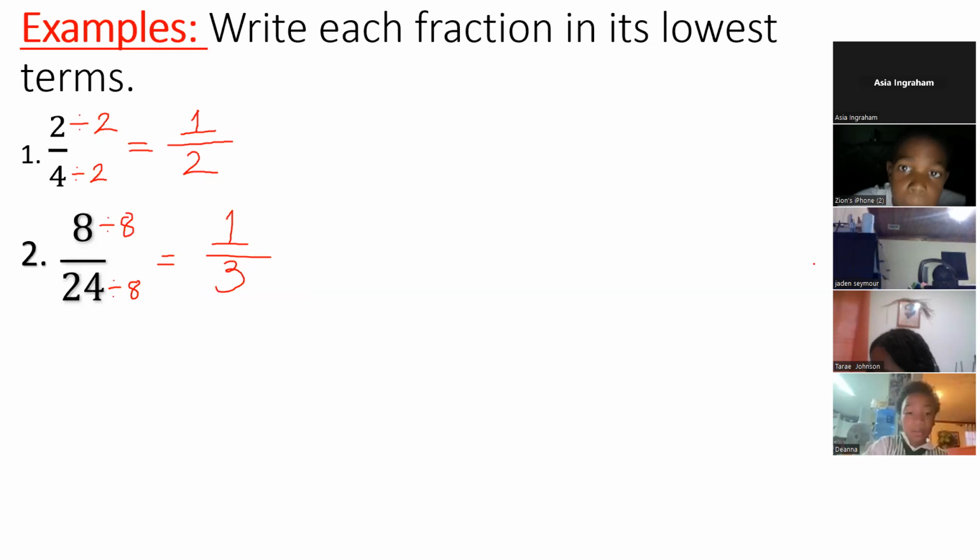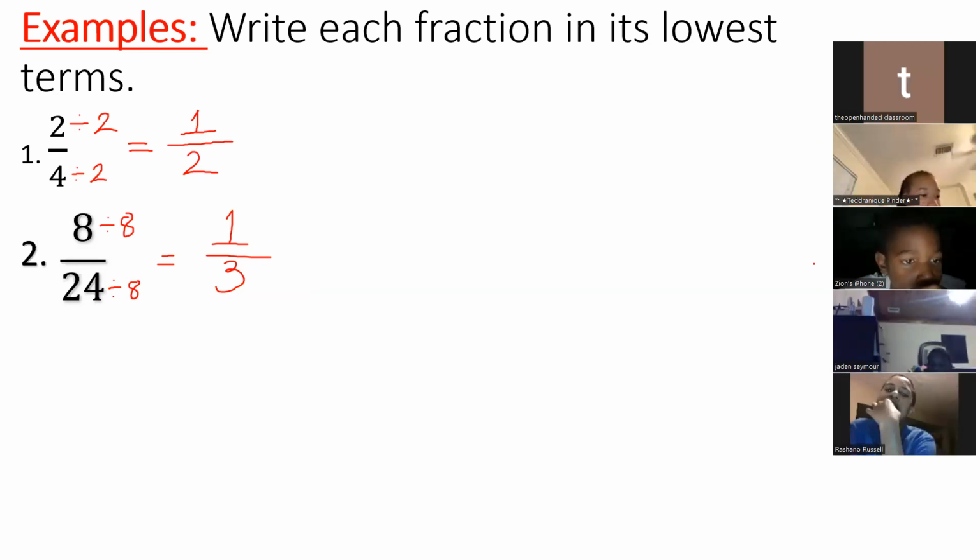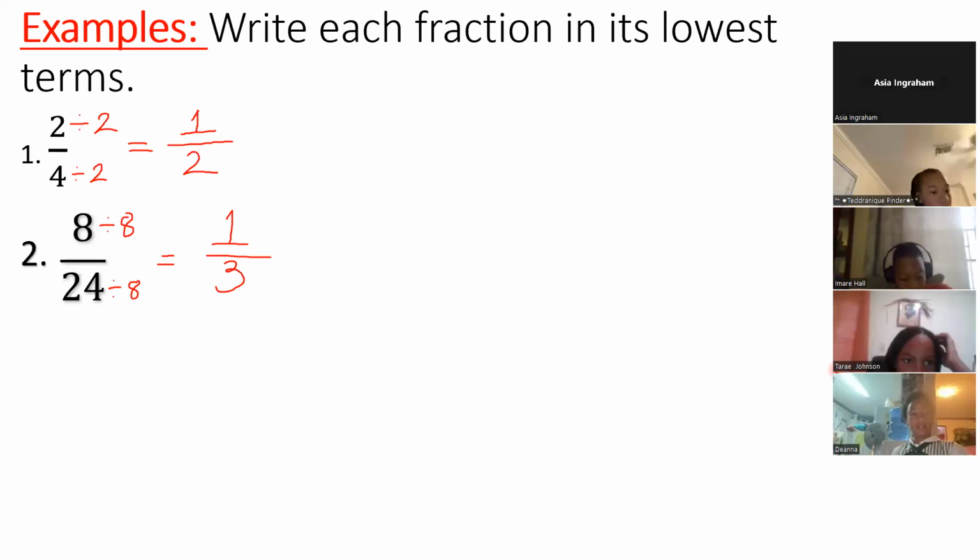Zion, do you understand how we got this? Yes, sir. Explain it. We divided 8 by 8 to get 1, and we divided 24 by 8 to get 3. Very good. Asia, do you understand how we got 1/3? No, sir.